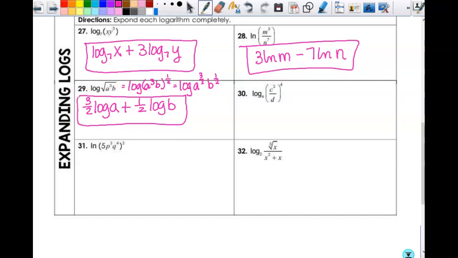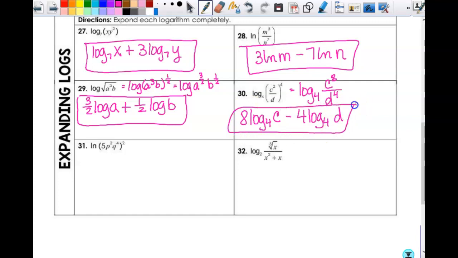So same thing here. I could go ahead and bring the 4 out to the front, but then that means I'm going to have to keep some parentheses in there. Instead, I would go ahead and take care of that exponent and make that log base 4 of c to the 8th over d to the 4th. Then expand it. Okay? So this will give me 8 times log base 4 of c minus 4 times log base 4 of d. What questions do you have?